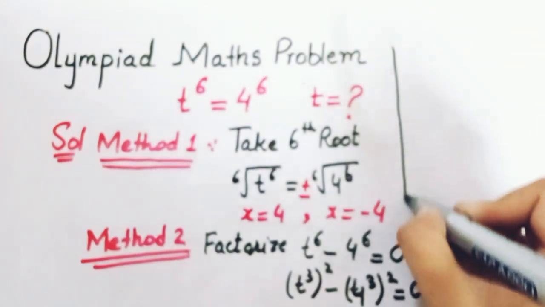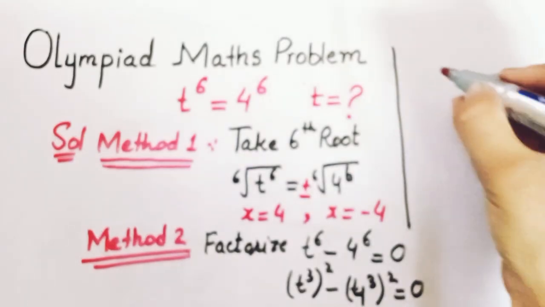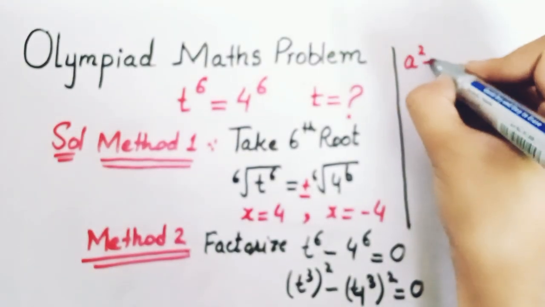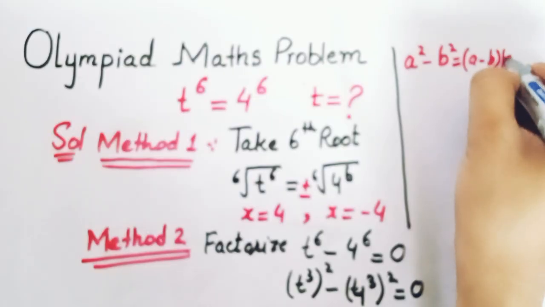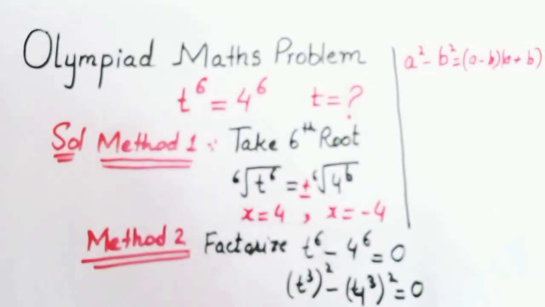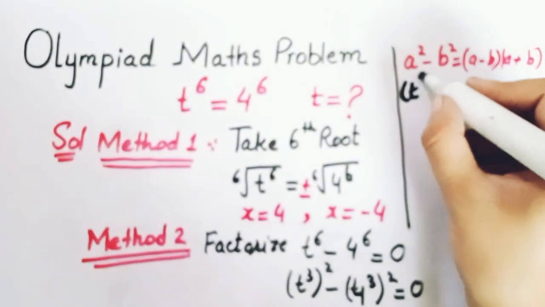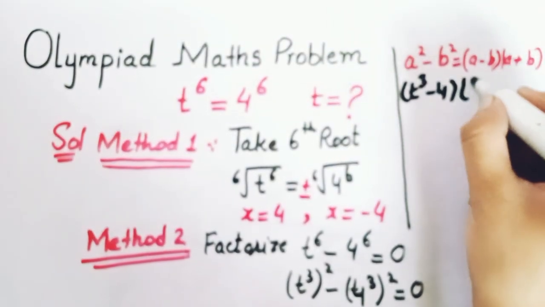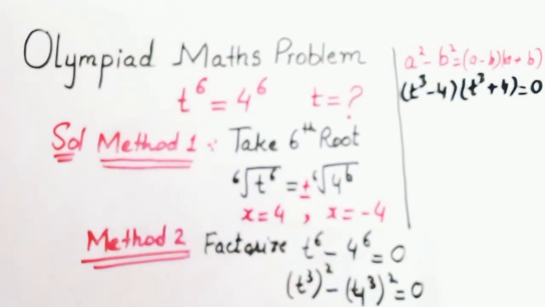Now at this point we will apply a basic formula here. First one is a square minus b square equals what? a minus b into a plus b. So by applying this formula we will solve this further. It will become t cube minus 4 cube times t cube plus 4 cube, and both are equal to 0.